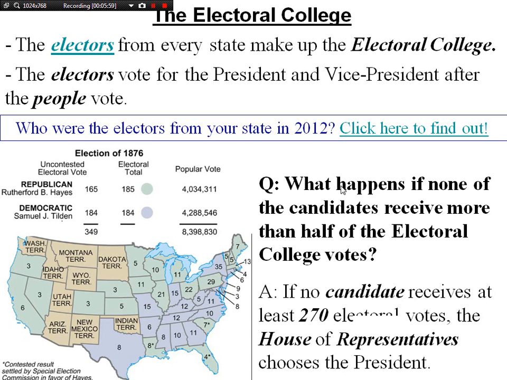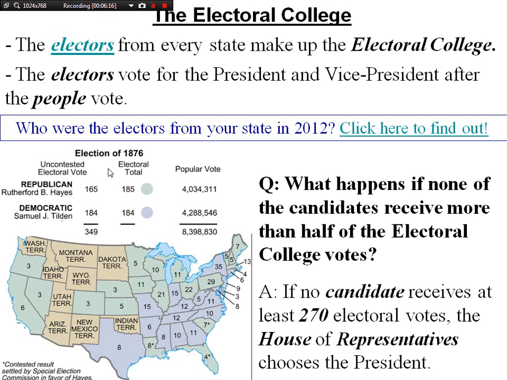Okay. I'm sorry. So if no candidate receives at least 270 votes, it will go to the House of Representatives to choose the president. But what I meant to say was, with electoral votes, you can actually get more votes overall, but still lose the election. This has happened a few times.